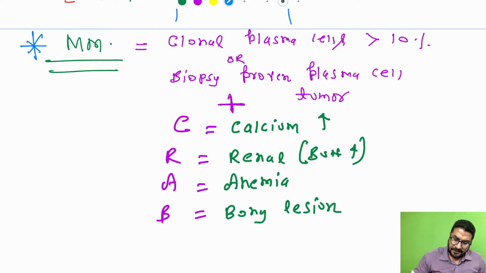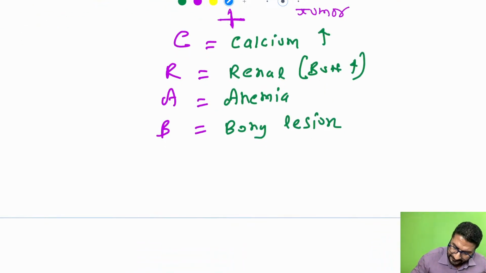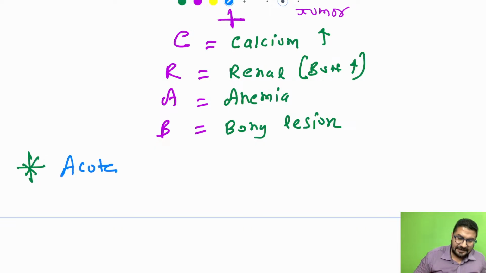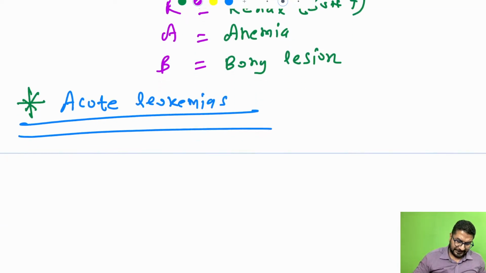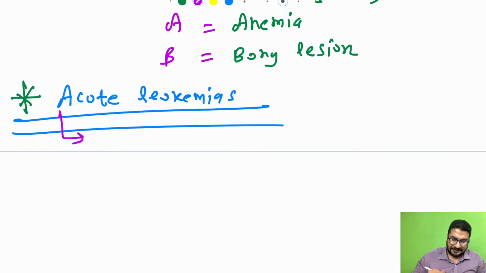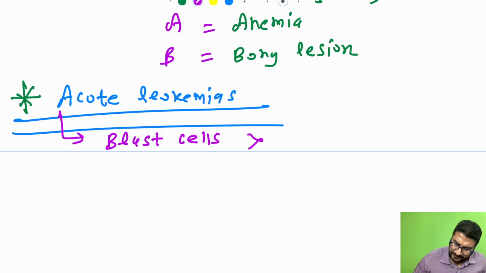So understand this. To diagnose multiple myeloma, you need plasma cells more than 10%. Now compare this. How will you diagnose acute leukemia? In the question, you have to carefully identify a few things in the clinical case. In acute leukemias, what do you need to see? You have to see the cells. If you see blast cells in acute leukemia, blast cells will be more than 20%.